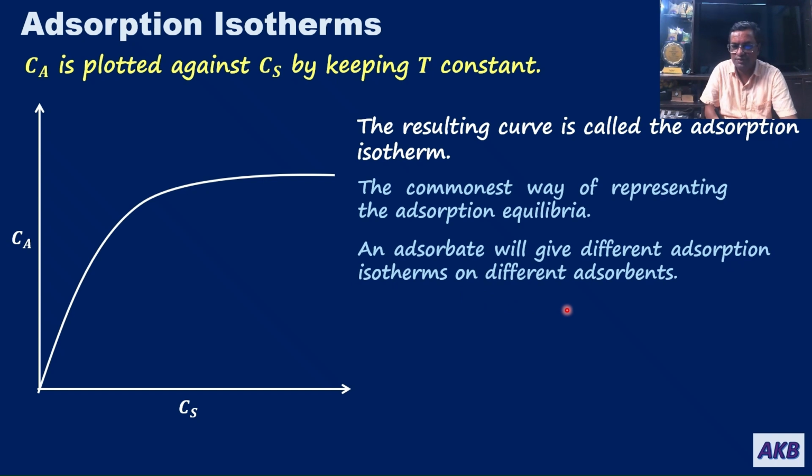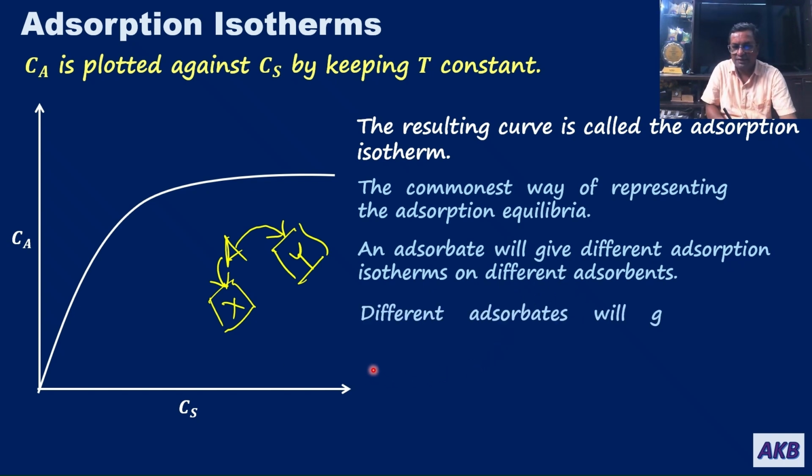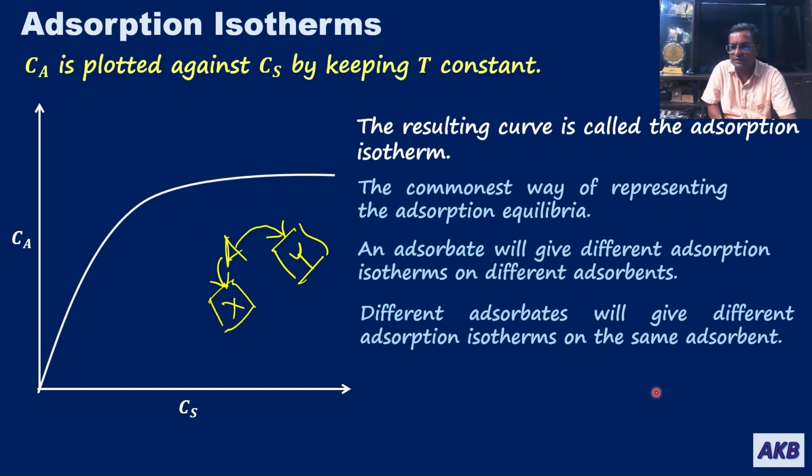Then you have to know these facts for adsorption isotherms. An adsorbate will give different adsorption isotherms on different adsorbents. For example, if A is getting adsorbed on X and on another adsorbent, say Y, then for adsorption of A on X you will get a different adsorption isotherm, and for adsorption of A on Y you will get a different adsorption isotherm. So an adsorbate will give different adsorption isotherms on different adsorbents. The other thing is, different adsorbates will give different adsorption isotherms on the same adsorbent.